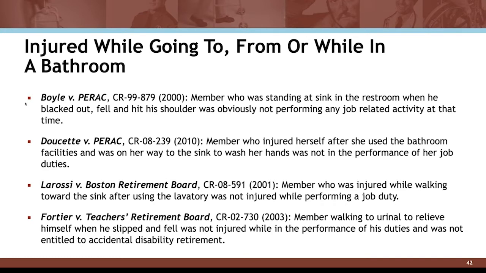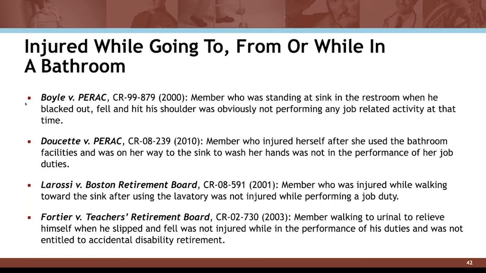The Doucette case, the second bullet point here, is interesting because in that case, the applicant argued that she followed a colleague, one of her underlings, I believe. She followed that underling into the bathroom to reprimand her, and was reprimanding her the entire time they were in adjacent stalls, and continued to reprimand her as they walked to the sink to wash her hands when she slipped and fell and injured herself.